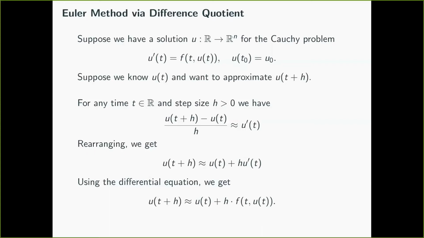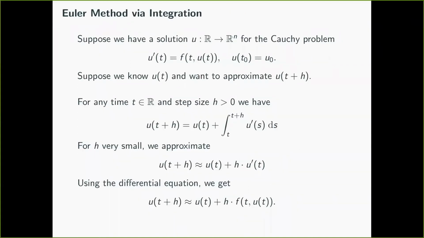Okay, if we rearrange this approximation, then we see that u(t+h) is roughly the same as u(t) plus h times u'(t). Now using the differential equation, we get that u(t+h) is roughly the same as u(t) plus h times f(t, u(t)). We notice that this last approximation does not mention the derivative of u explicitly anymore. This approximation only works with the step size h, the time t, and the value u(t).